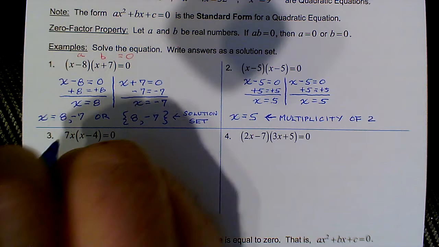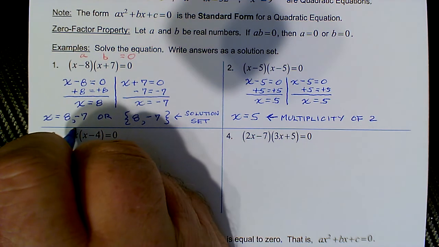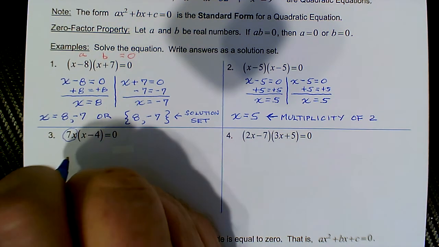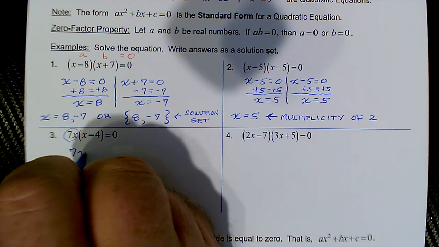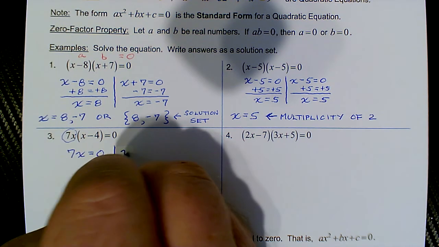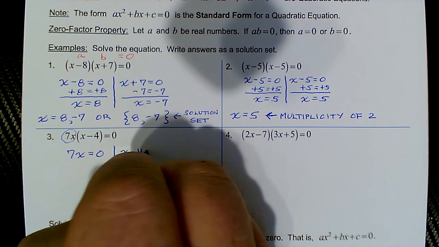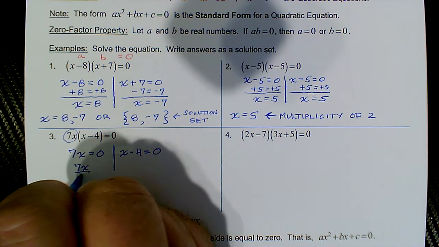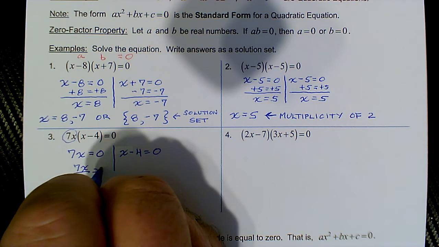Now in this example, you have to realize that 7x is a factor and x minus 4 is a factor. So we set 7x equal to 0 and we set x minus 4 equal to 0. Now to solve 7x equals 0, we're just going to divide by 7.